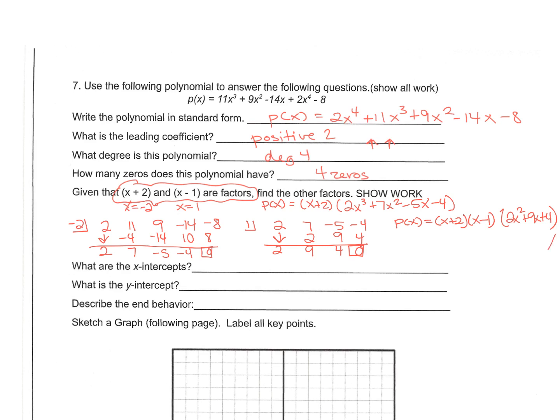Some of us are still having a little trouble when we have to put it into grouping. So let's do this. My a times c is 8 at the top. My b is 9 at the bottom. So I'm looking for things that multiply to 8 while adding to 9. So 8 and 1 come to mind.